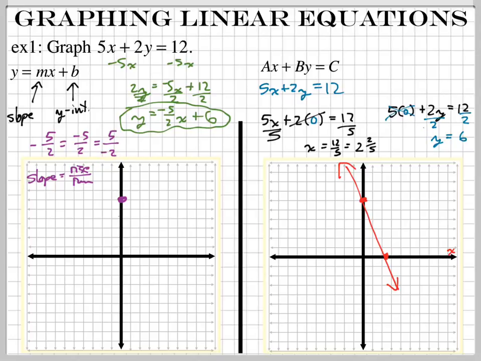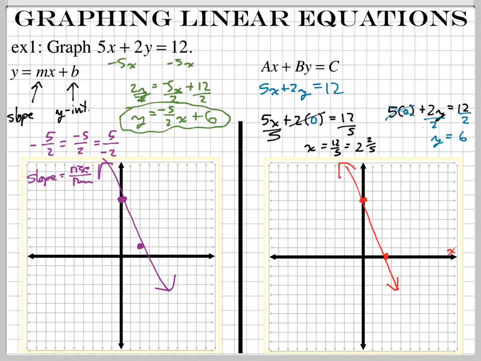Okay. So let's do this one. This one says negative 5, which is down 5, right 2. So down 5, 1, 2, 3, 4, 5, and then right 2. 1, 2. Boom. Looks kind of the same, doesn't it? Same line? Oh, dang. Good thing I have an undo button. Oh, okay, we'll just live with that line, okay?